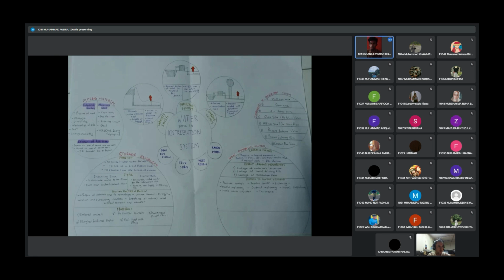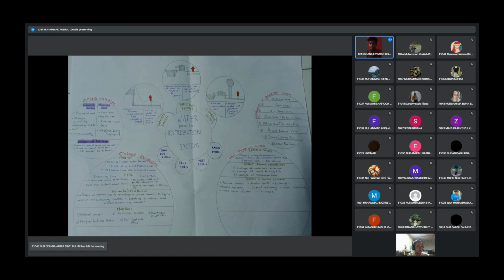Next is the water distribution system. Distribution system has 3 systems. Firstly, gravity system, pumping system, and combined system. So up there, I have stated the advantages and disadvantages for each system.